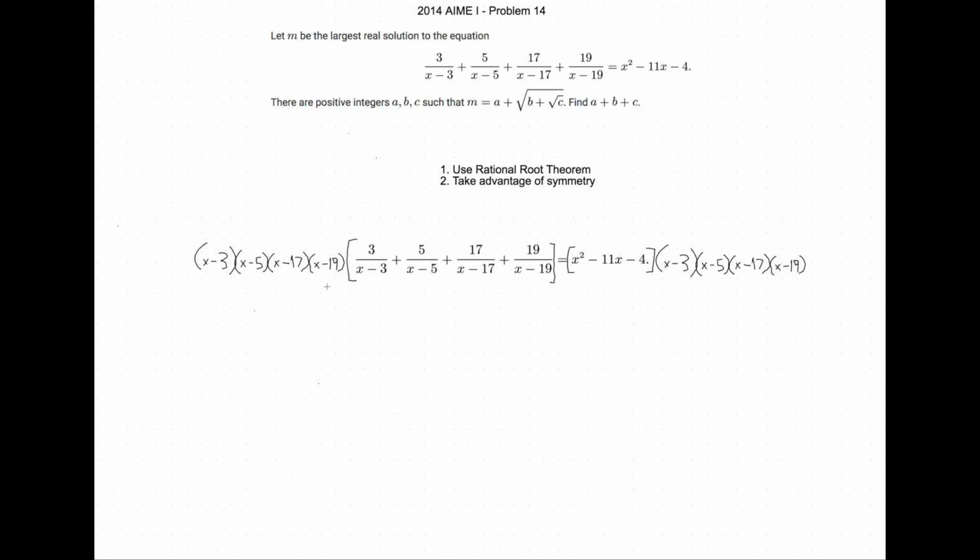finding the constant term will be quite messy because we'll have to multiply large numbers out, like 5 and 17 and 19, and that can get messy. And even if we find a root, we'll have to divide it into the polynomial, and that can also get very tedious. So maybe rational root theorem is not a good idea, and maybe we should try the second approach, which is to take advantage of symmetry.